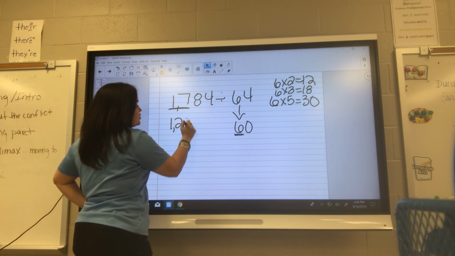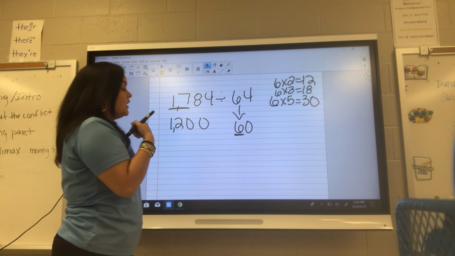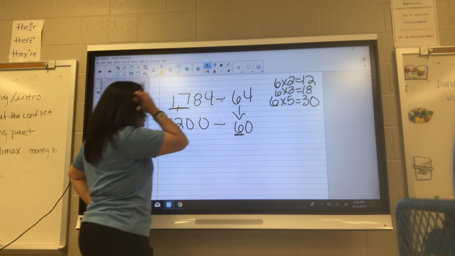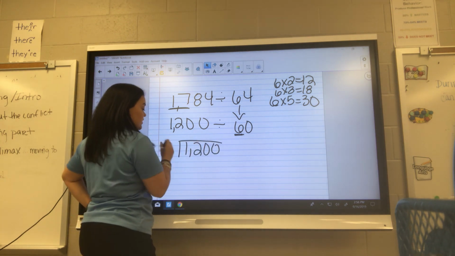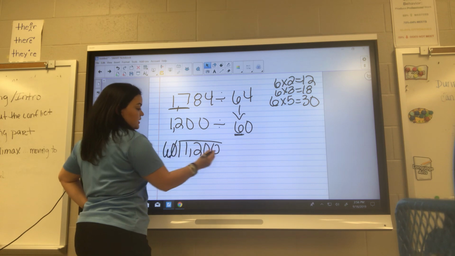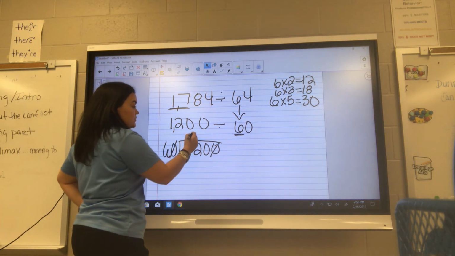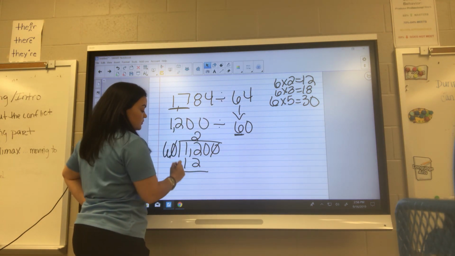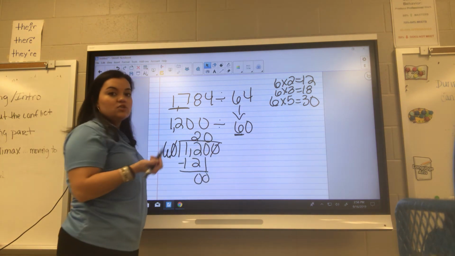Now remember that this is just a compatible number. You can do it at 18, and I'll show you right now how. So it's 1,200 divided by 60. The 6 goes into the 12 how many times? We have 2, and we have that remaining 0, so it is a 20.